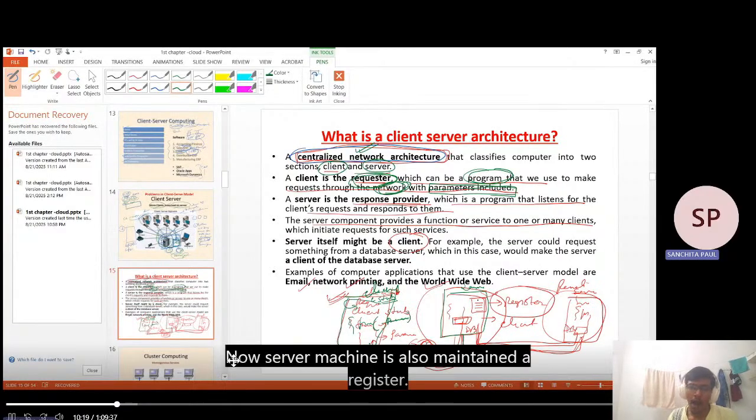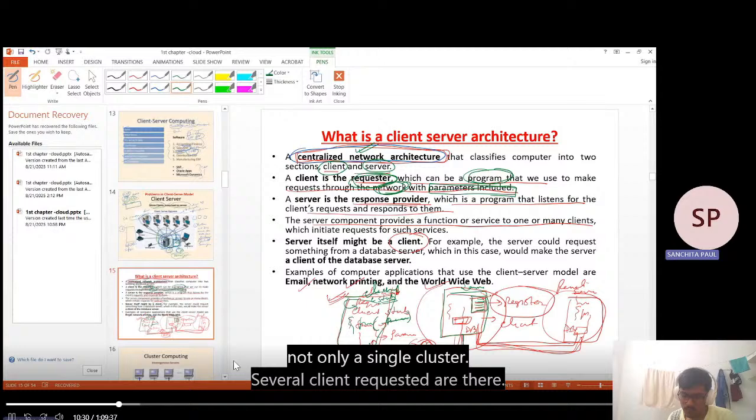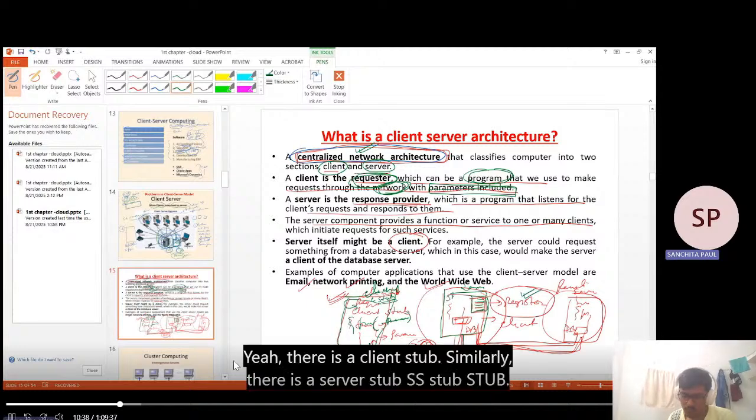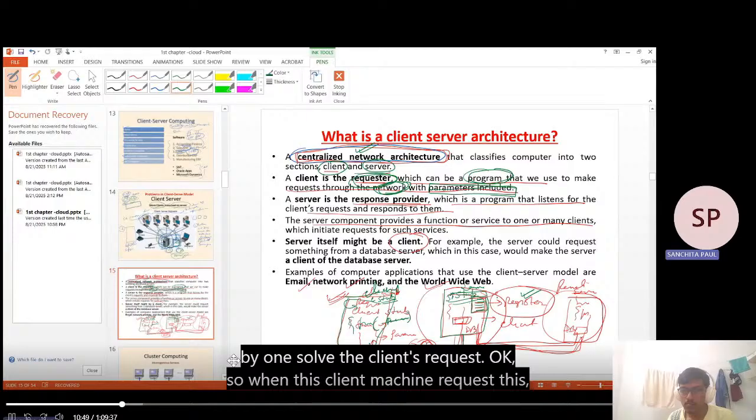Now the server machine also maintains a register. That register means several client requests are there, not only a single client, several client requests. So in this register, there is a client stub, and similarly there is a server stub. Okay, server stub. So the server stub checks the register and solves the clients' requests one by one.